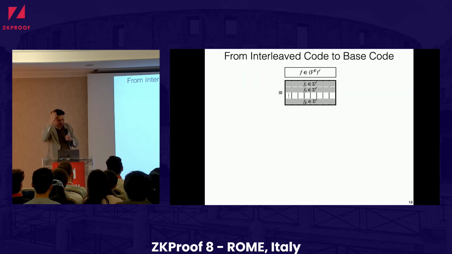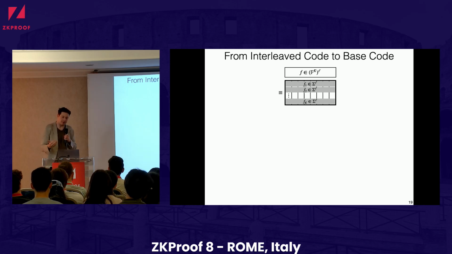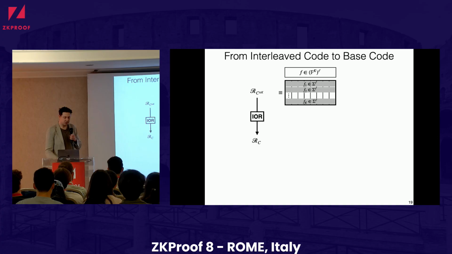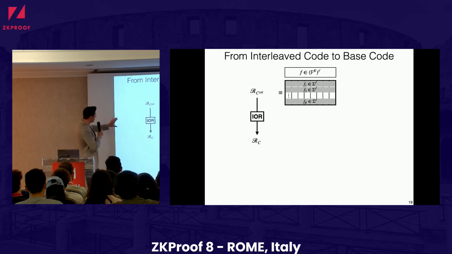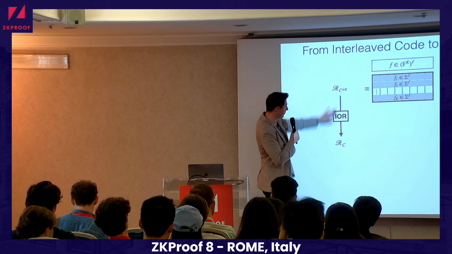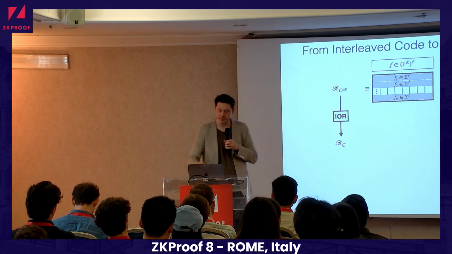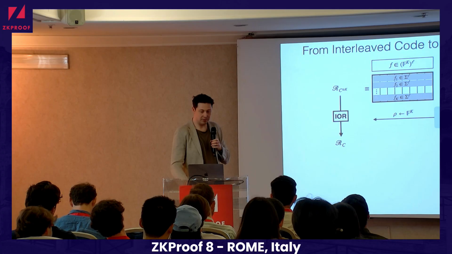So, if you don't have constraints, if you just look at the encoded relation with no constraints, going from an interleaved code to the base code is pretty straightforward. So let's say that you wanted to design an IOR from a relation with no constraints over the interleaved code to the base code, which is a smaller relation by a factor of k. You just do a random linear combination.